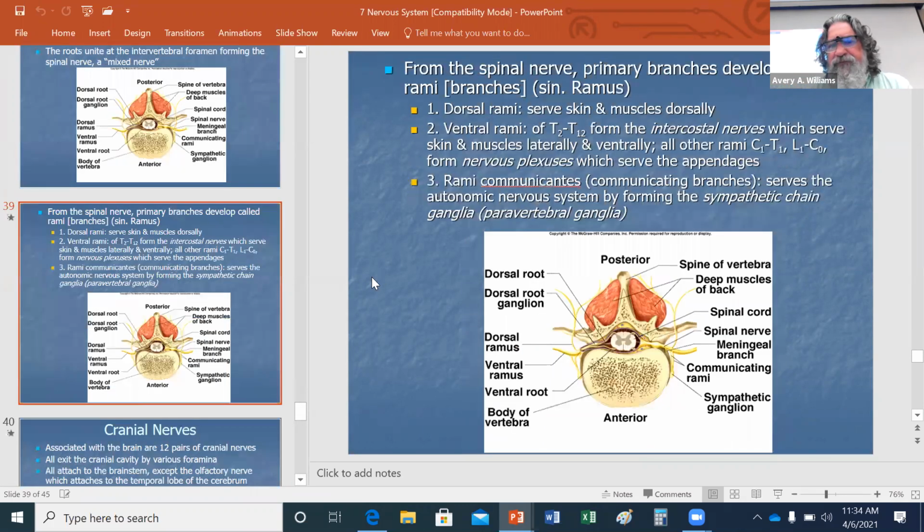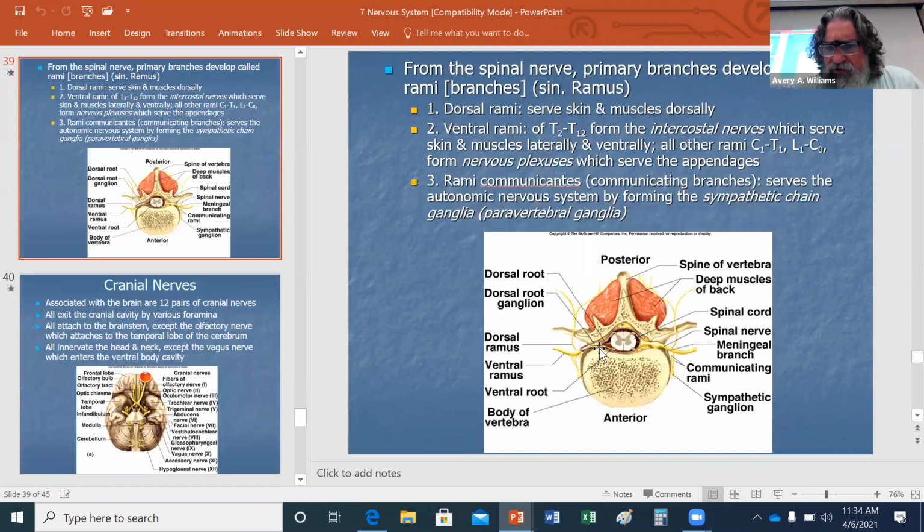Okay, right here, real closely, you can see that here's the spinal nerve. The spinal nerves form from a dorsal root and ventral roots, and they come together and form the spinal nerve. And then from the spinal nerve, you have branches or rami. Remember that? And I said that the dorsal root goes back and innervates the back and the musculature. And then the rami communicantes form, that's part of the sympathetic nervous system.